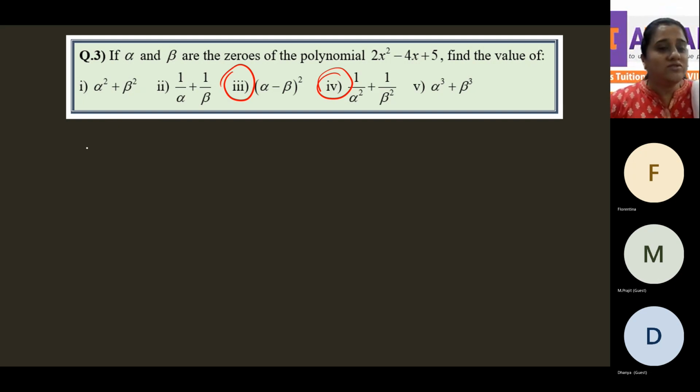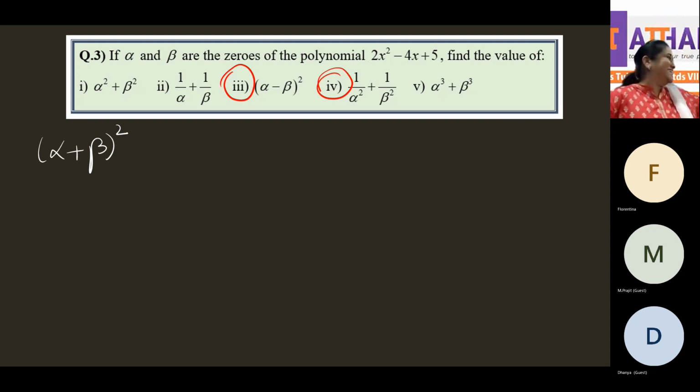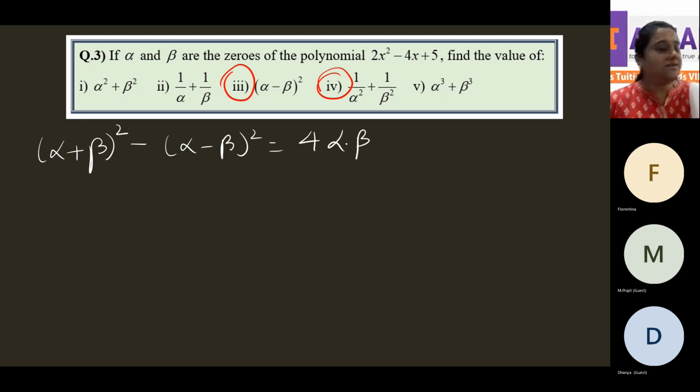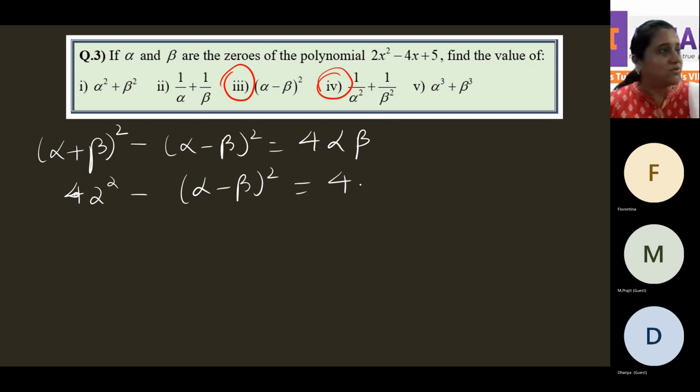Listen, all of you listen. So see here, we know that alpha plus beta the whole square minus alpha minus beta the whole square is equal to 4 alpha beta. Correct? Now what is alpha plus beta? Minus b by a. So it will be 4 by 2, which is 2. Correct? 2 square minus alpha minus beta the whole square is equal to 4 alpha beta. What is alpha beta? 5 by 2. Correct? Into 5 by 2. So to 4, this will be minus 10, right?